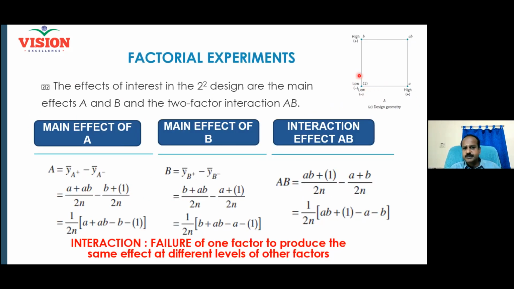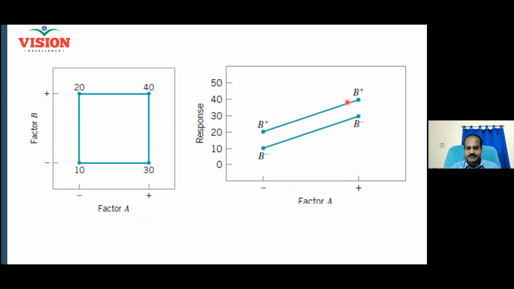Yes. And now see here. Factor A is low, factor B is low. Now my Y variable is 10, some response, right? Now factor A is high, but B is low. Now my Y variable is 30. Similarly, factor A high, B also high. Now my response is 40. Here my factor A is low, but B is high. Now my response is 20.